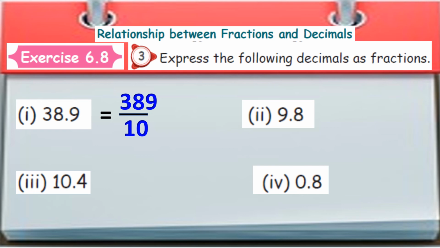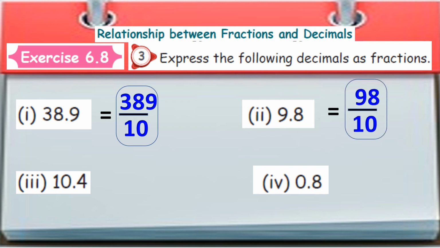Okay. Second sum. Come to the right side. 9.8. Here also one digit before only the dot is there. So 98 divided by 10 is the correct answer. Third sum. Here also one digit before only. So sure 104 by 10. That's it. Very easy, isn't it? So 0.8, simply 8. 8 by 10. That's it.